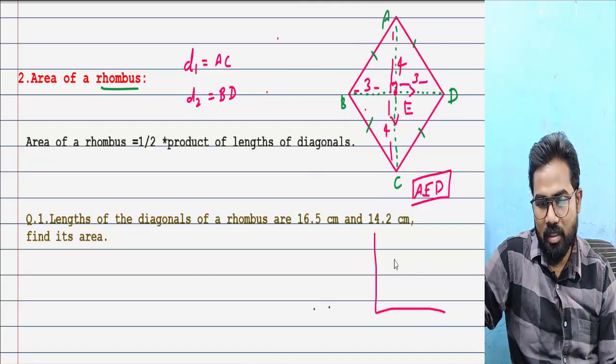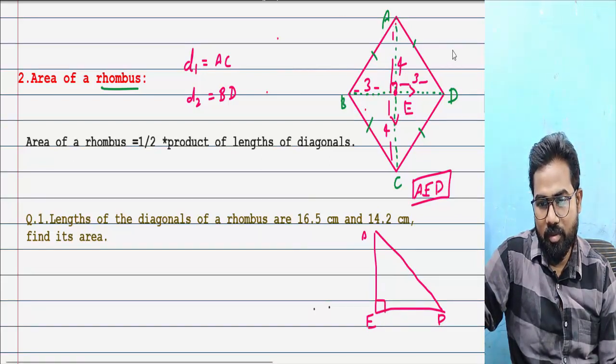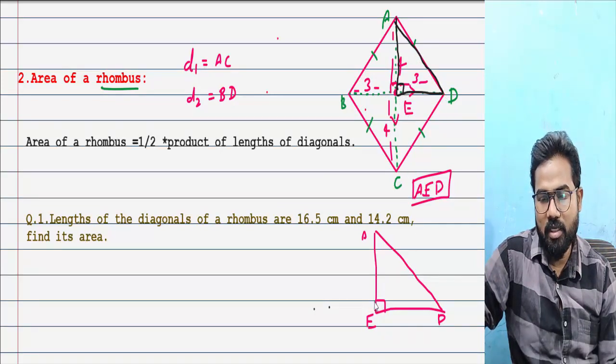AED is a triangle, and it looks like a right angle triangle. You can see over here, this part: A, E and D. Let me draw it using black ink. This part, students, looks like a right angle triangle.